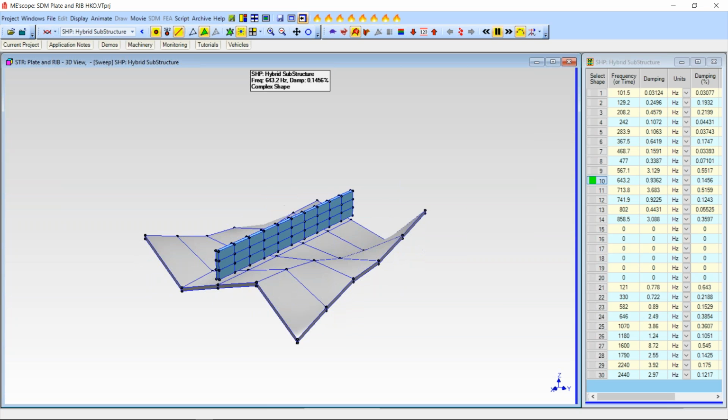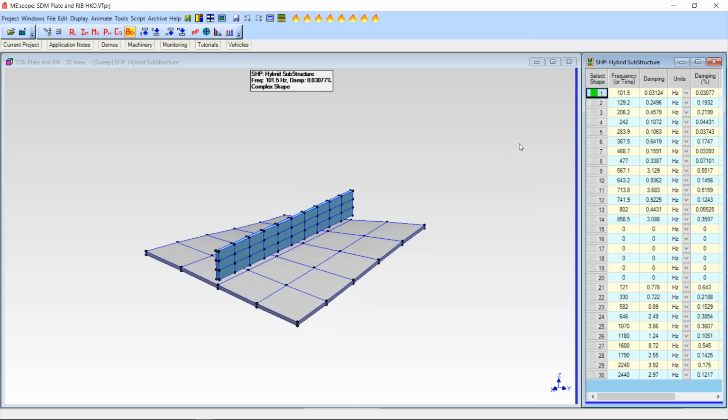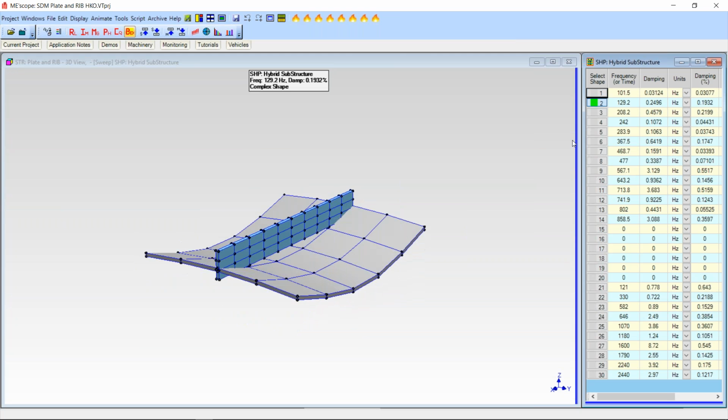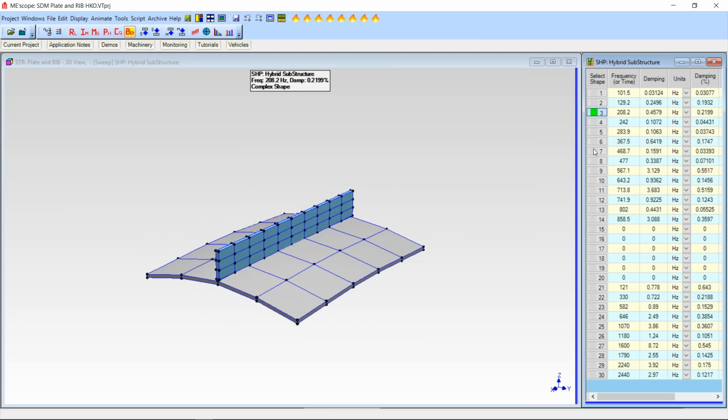Okay, so here are the substructure modes. So there's the first one. That's just the first torsion of the plate. There's a bending of the plate. So we're going to walk through a number of these plate modes first.